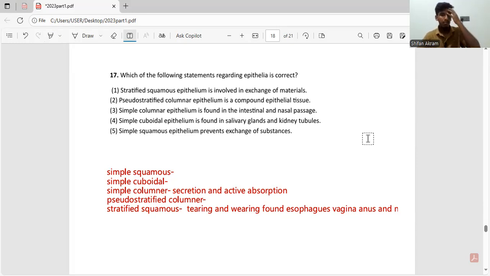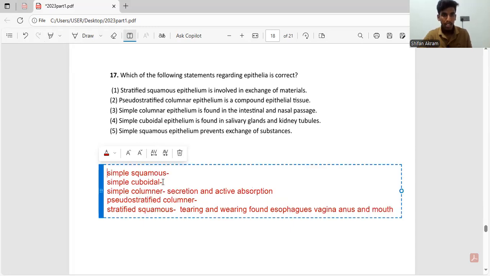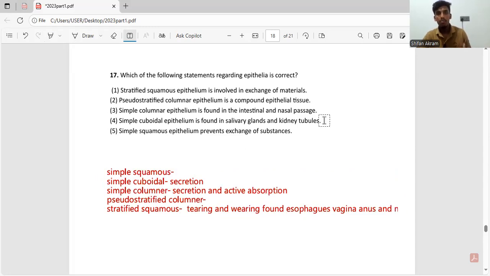In the fourth statement, simple cuboidal epithelium is found in the salivary glands and the kidney tubules. Now, if you take salivary glands and the kidney tubules, one of their main functions is to secrete substances, right? So simple cuboidal epithelium is involved in secretion, and this is correct because simple cuboidal epithelium is found in the salivary glands and the kidney tubules.